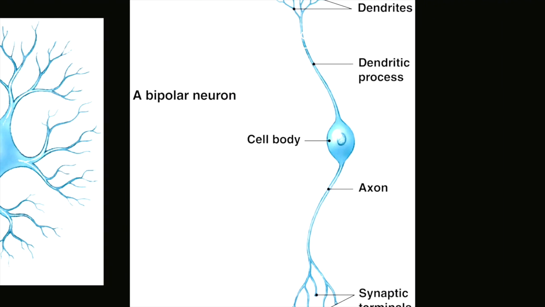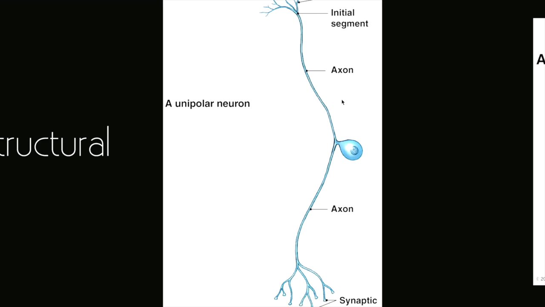The next structural class is bipolar. These have one dendrite and one axon, and their job is relaying information. They're found in the special senses. And this is a unipolar neuron. The dendrite and axon are continuous. The cell body is off to the side. And these are going to be sensory neurons. All your sensory neurons look like this, because they basically just relay the information from a receptor.